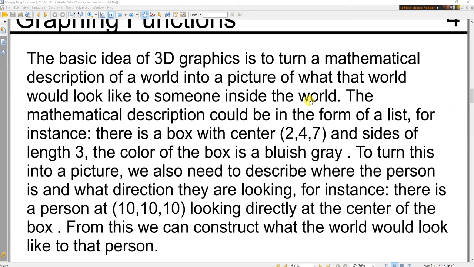The basic idea of 3D graphics is to turn a mathematical description of a world into a picture of what that world would look like to someone inside the world. The mathematical description could be in the form of a list. For instance, there is a box with a center 2, 4, 7, and sides of length 3. The color of the box is a bluish gray. To turn this into a picture, we also need to describe where the person is and what direction they are looking. For instance, there is a person at 10, 10, 10, looking directly at the center of the box. From this, we can construct what the world would look like to that person.